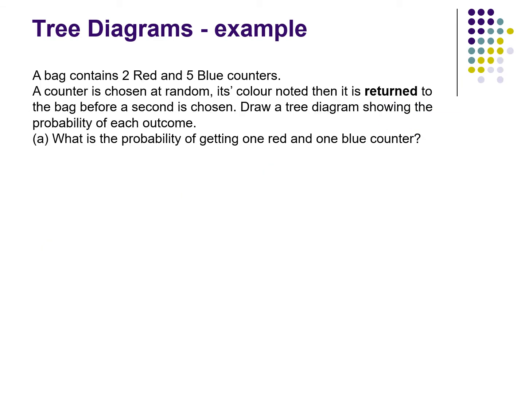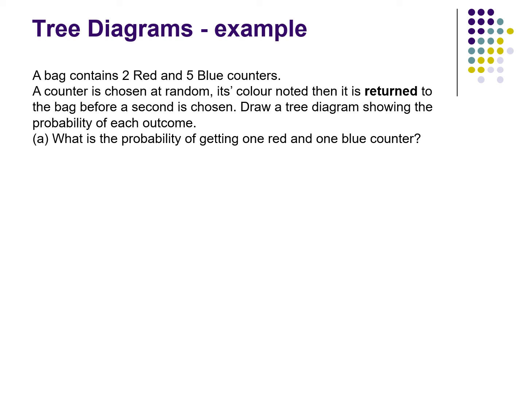Okay, so again, pause this and write down that example. So we've got a bag containing 2 red and 5 blue counters. So a counter is taken out, its colour is noted, and then it's returned to the bag. That word returned is in bold because that's important. It would be a different situation if we didn't return it, and we're going to have a look at one of those in a minute. Okay, so draw a tree diagram. So you're going to return it to the bag and then pick another one. Draw a tree diagram showing the probability of each outcome.